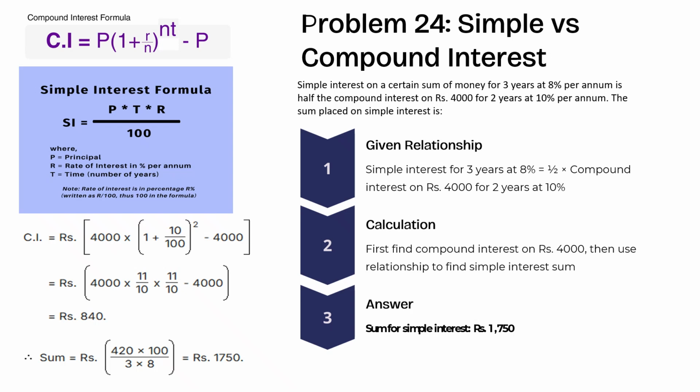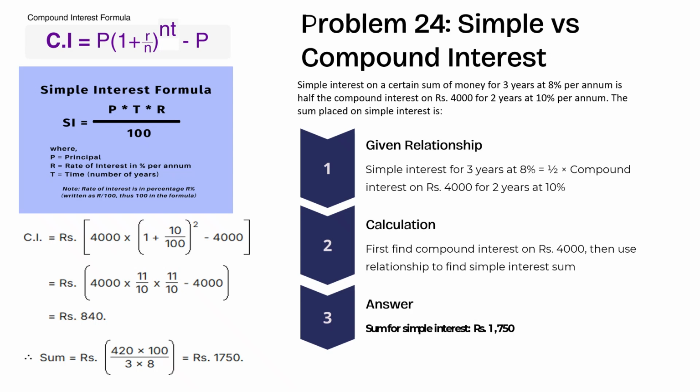The simple interest on a certain sum of money for 3 years at 8% per annum is half of the compound interest on 4,000 for 2 years at 10% per annum. What we need to find out is the sum placed on simple interest.